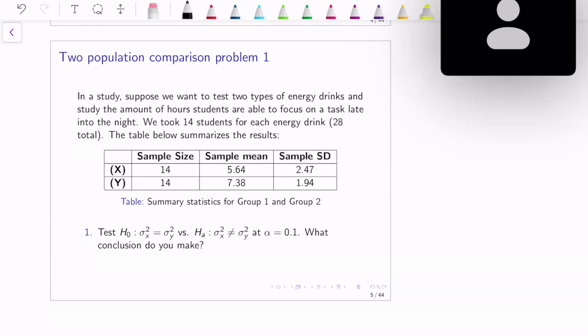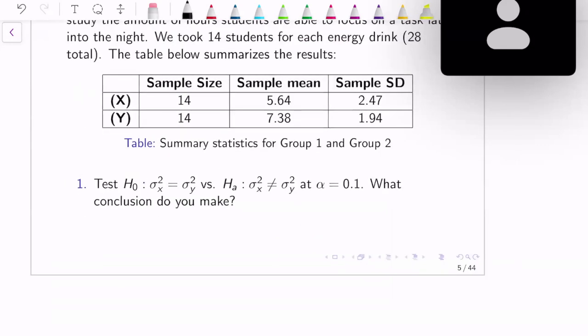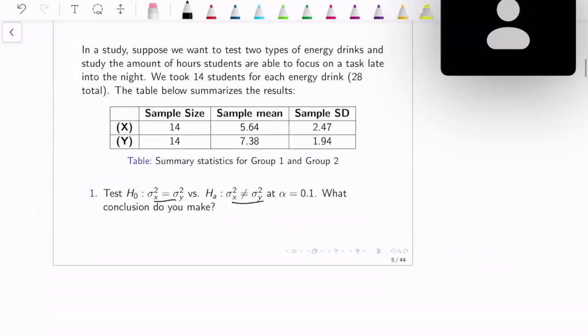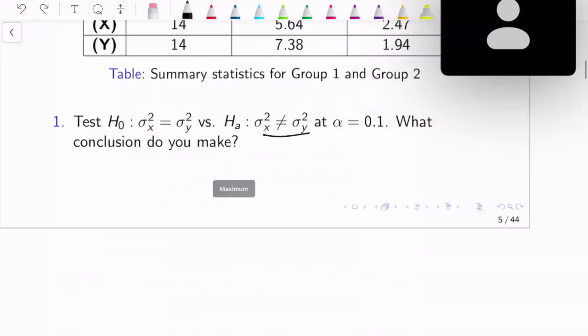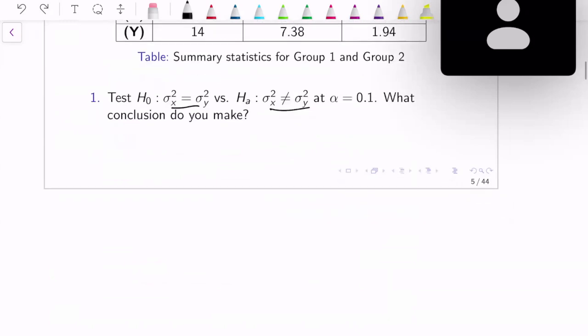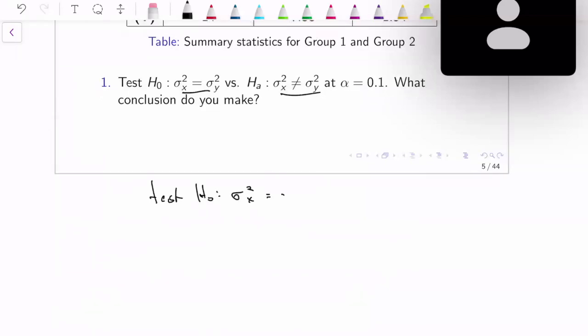All right, so maybe not enough time for this problem, but I'll go over it now. It's asking you to test the equality of variances. So for this one, you should be using this formula here. Again, we want to test the null hypothesis that the population level variance for X is the same as the population variance for Y.